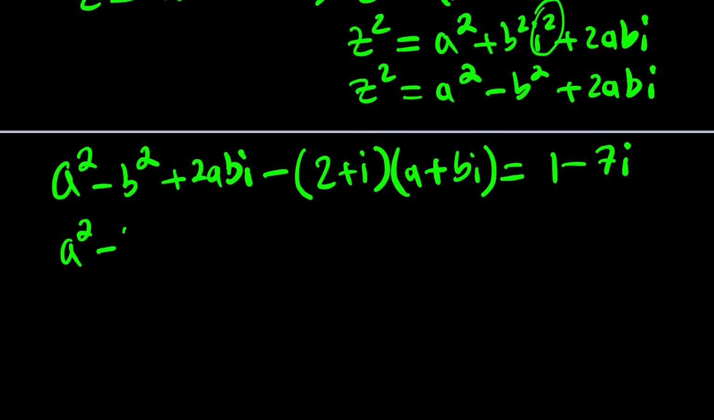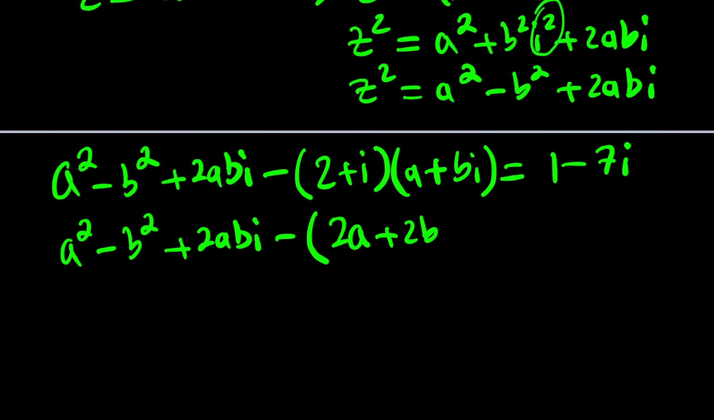First, we're going to keep this as is, because we need to distribute these things: 2a plus 2bi, plus ai, plus bi squared, that's a minus b, as you know, is equal to 1 minus 7i.